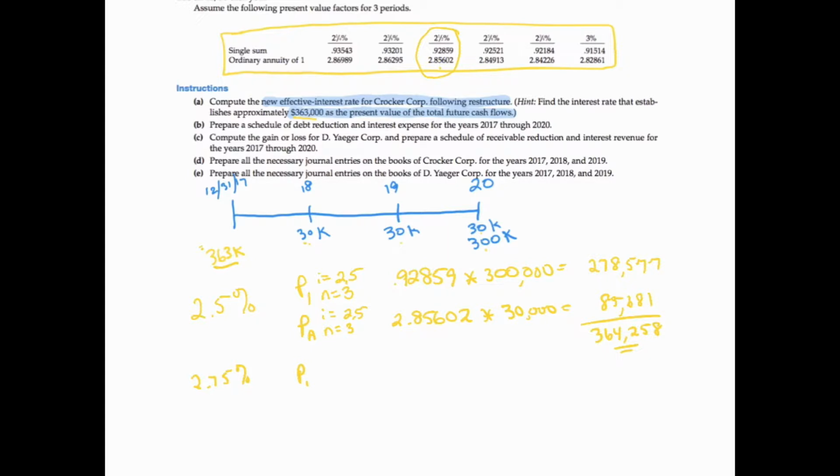P sub 1, i is equal to 2.75, n is equal to 3, and that factor is 0.92184 times 300,000. When I do that, I come up with 276,552. And when we do the annuity part for the interest payments, i is equal to 2.75, n is equal to 3. That factor is 2.84226 times the 30,000 payment, and when I multiply that out, I get 85,268, and the total value there is 361,820.